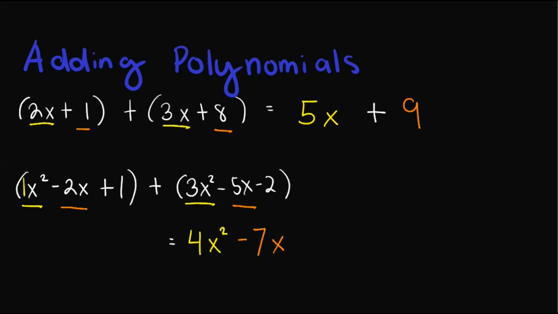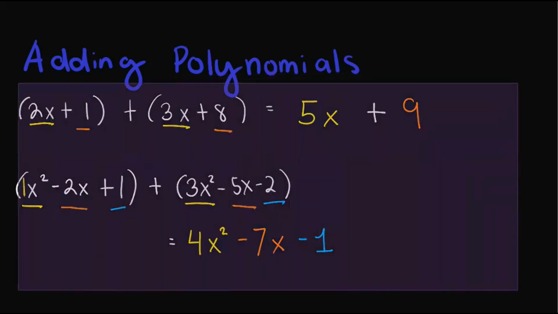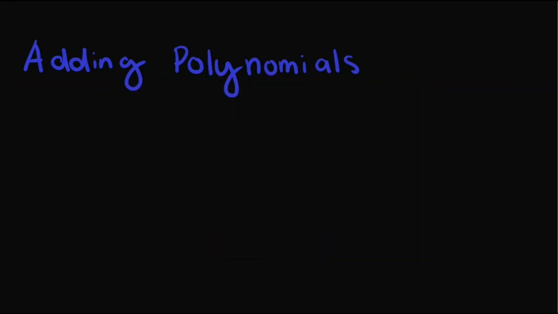Lastly, we have 1 and -2. So combining those two would give us 1 minus 2 is -1. And so this is the answer for this polynomial. Let's go on to our next example.